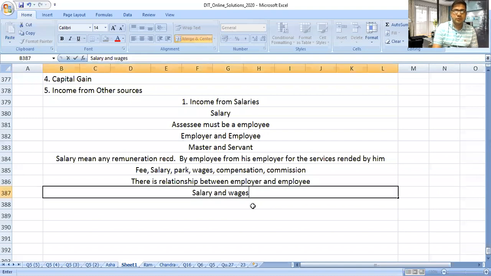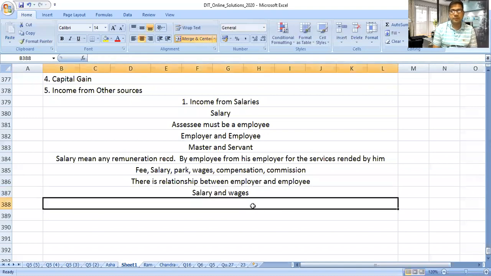Okay. So here Pallavi says that salary is given to the employee and wages are given to the labor. Okay. Now, wages are paid to the labor and salary is paid to the employee. Salary is on a monthly basis and wages are on a daily basis. The difference is there. Salary is paid on a monthly basis and wages are paid on a daily basis.